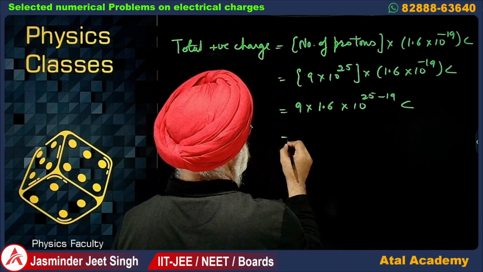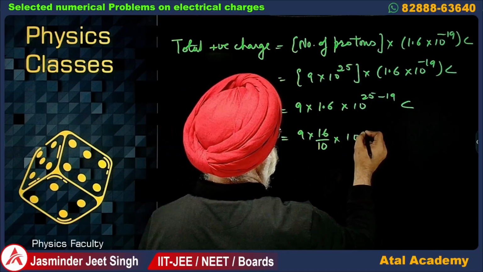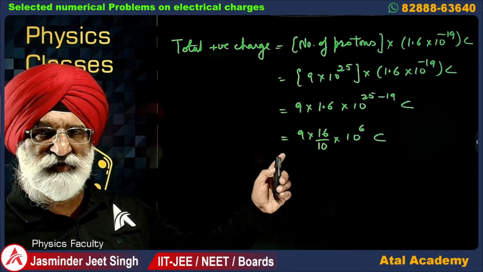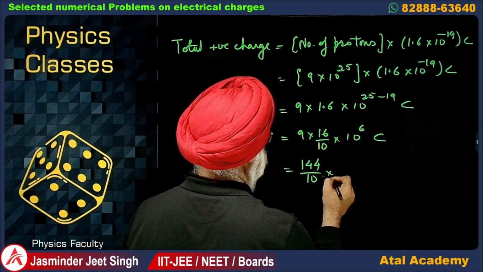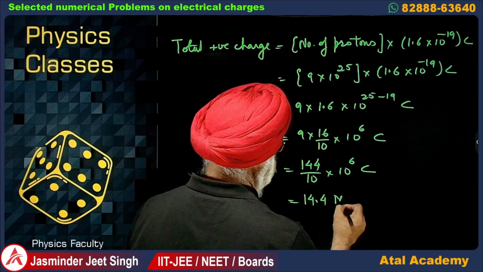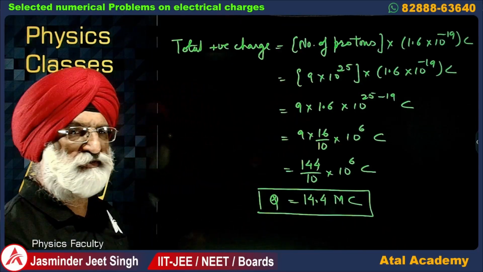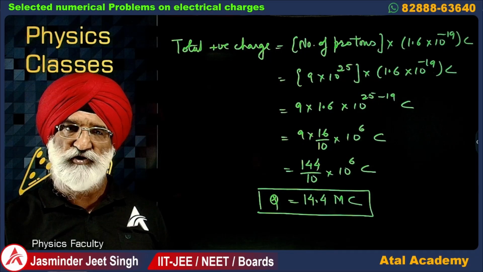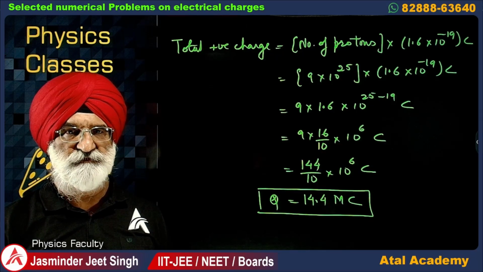We can solve it in this way: 9 into 16 upon 10 into 10 to the power of 6 coulombs. 9 into 16 is 144 upon 10 into 10 to the power of 6 coulombs. It will be 14.4 megacoulombs. The total positive charge present in 270 grams of water, which is also equal to the total negative charge, is 14.4 megacoulombs.